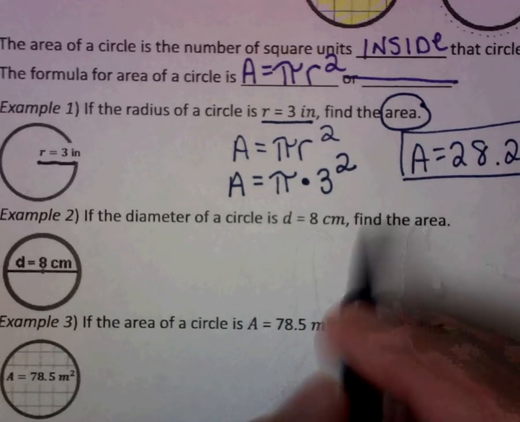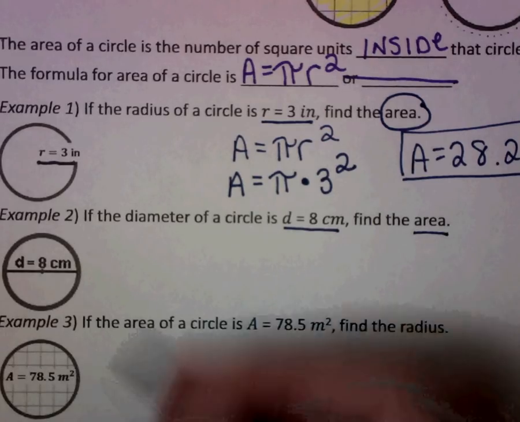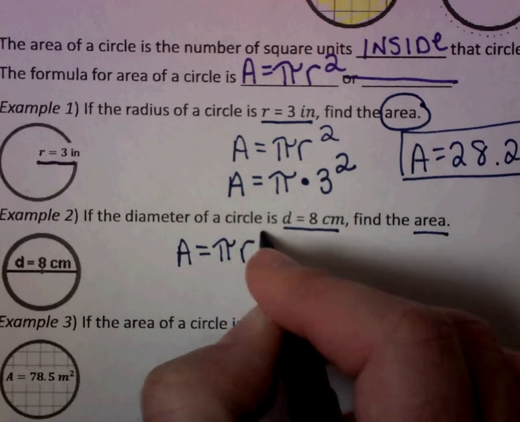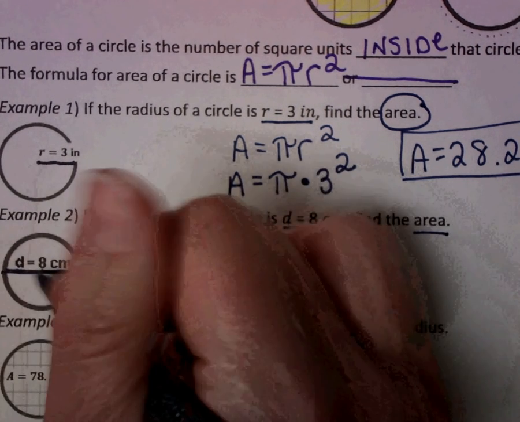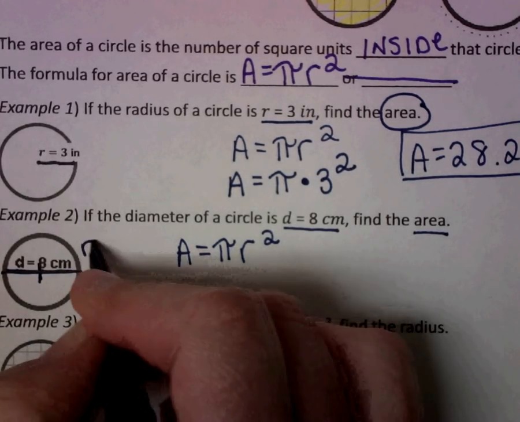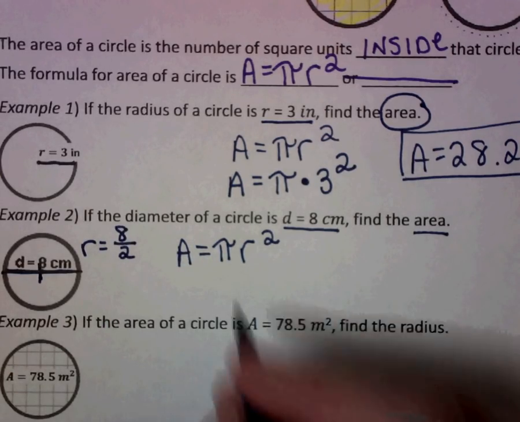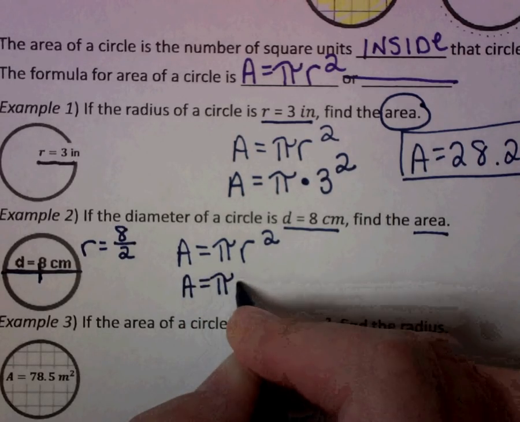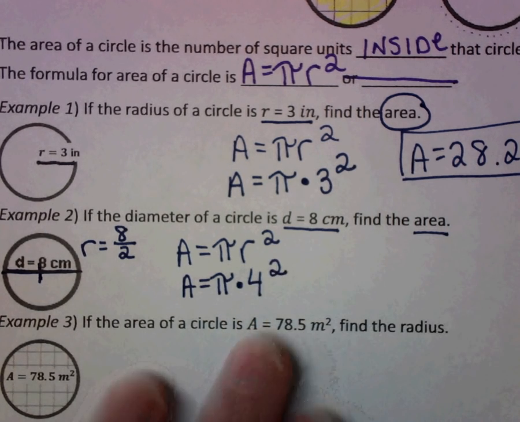If the diameter of a circle is 8 centimeters, find the area. So again, our formula is area equals pi r squared. So this time we've been given the diameter. And so I hope you remember that the radius then would be half of that. The radius is equal to 8 divided by 2. So we're going to fill in our formula again. Pi times the radius, which is 4, squared.